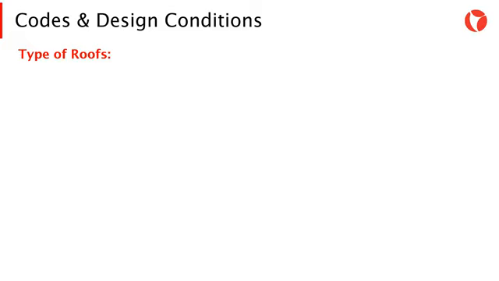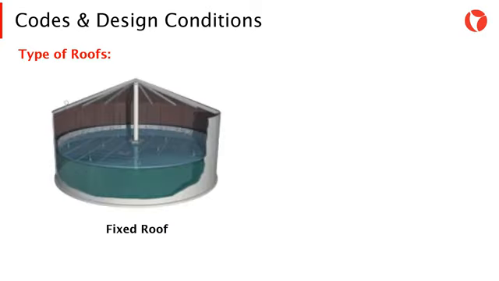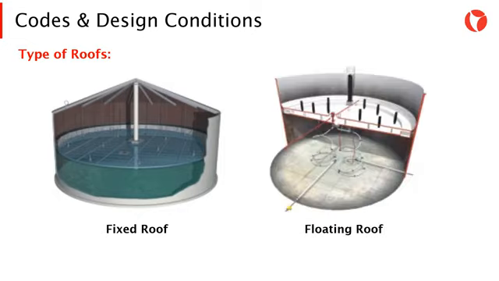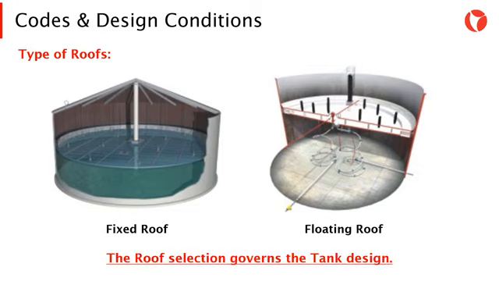From the different types of roofs seen previously, the most used ones are fixed roof, mainly used to store non-volatile products such as water, ethylene, glycol, etc. And floating roof type, mainly used for volatile fluids such as petroleum and its derivatives. It is worth mentioning that the roof selection governs the tank design.